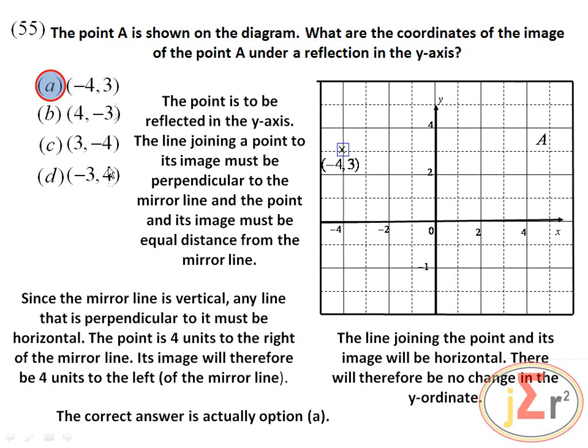So we would not have to go through the entire process of working it out. We know that the y-ordinate will not change. The one that has the y-ordinate being the same is the correct answer, and we did not have to do the reflection actually.